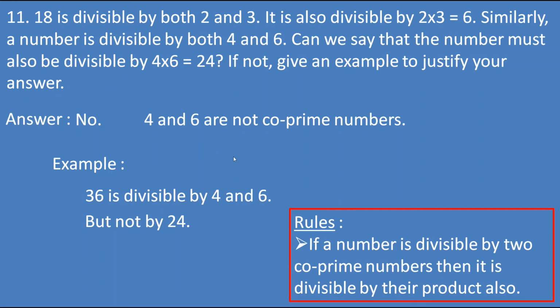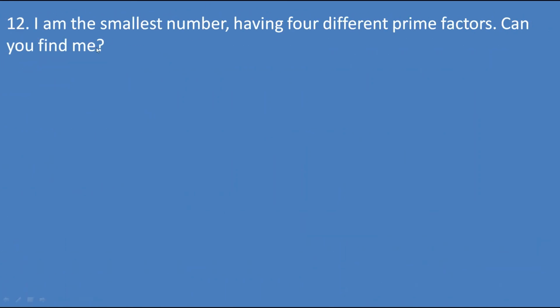Now, let's take the next question: I am the smallest number having 4 different prime factors. Can you find me? Yes, we can find it. See here, they have told us that the number is the smallest number, so the prime factors must also be the smallest. So we will start from the smallest prime factors, and they have told us that there are 4 different prime factors. So let's start with the factors 2, 3, 5 and 7. Let's multiply them, as we know that when we multiply the factors, we will get the number.